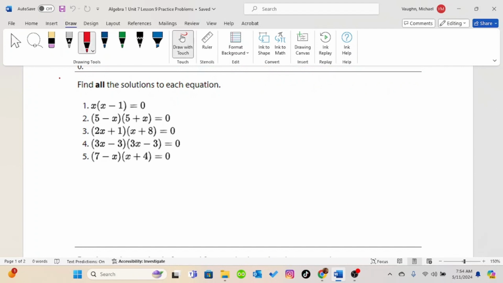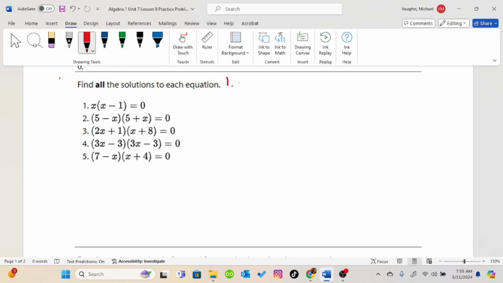In our first practice problem, it says find all the solutions to each equation. So solutions are x-intercepts. So for each one, we're going to take the factors, set them equal to 0, and solve for x.